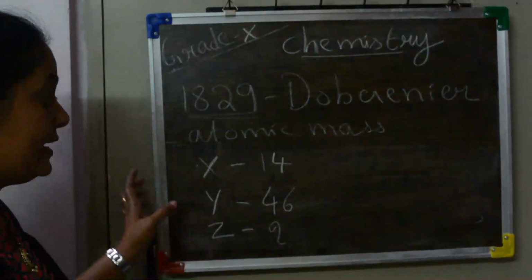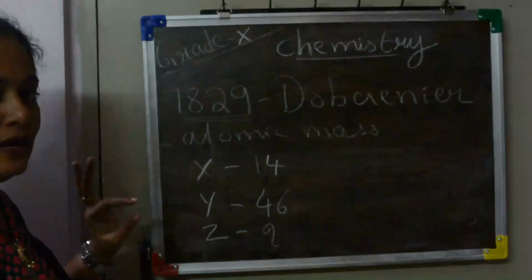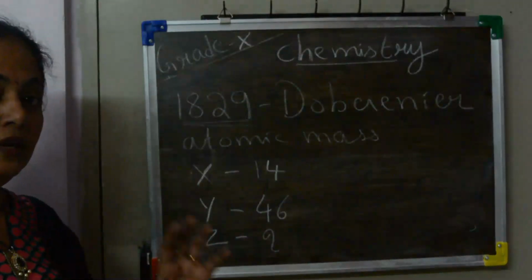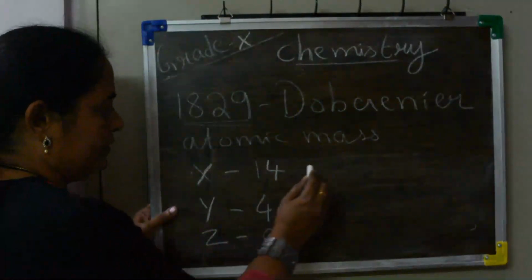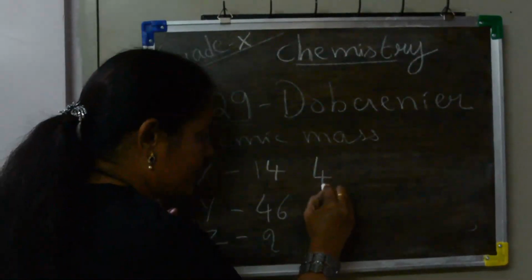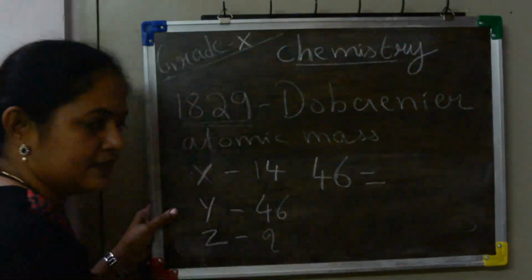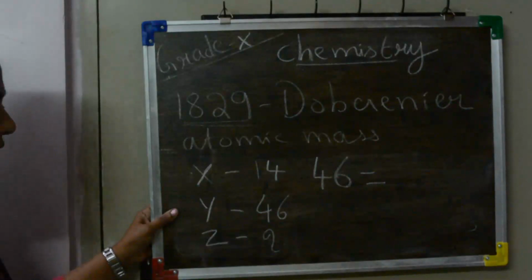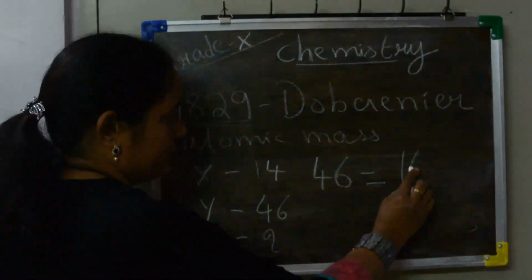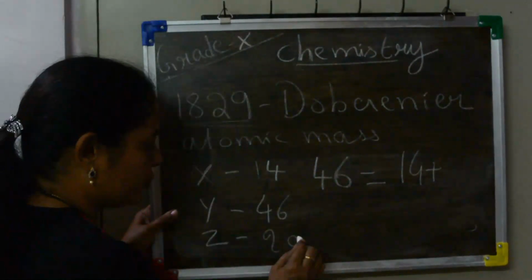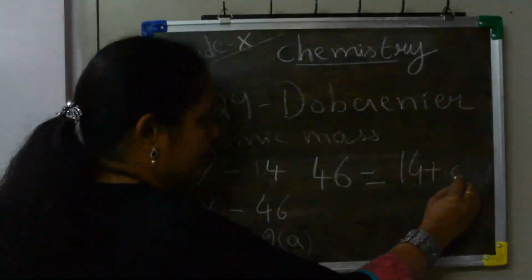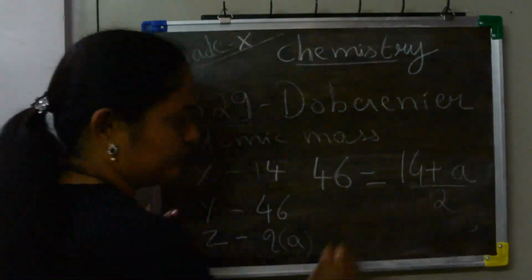How will you calculate? It has been given that X, Y and Z are following the law of triads. So the method is: what he said is that the atomic mass of the second element is equal to the average of the atomic mass of the first and third. This we don't know, put it as A. So 14 plus A by 2.